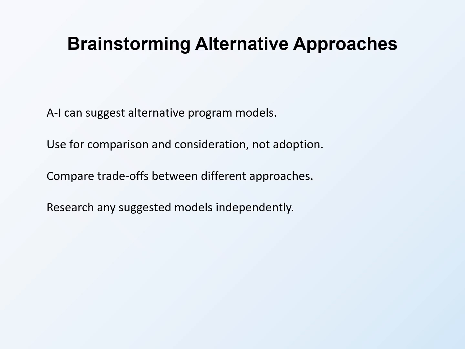The AI might suggest mentoring programs, credit recovery programs, wraparound support services, early warning systems, or alternative school models. Each has trade-offs worth understanding. Critically, you must research any suggested models independently. AI might describe a model that does not actually exist as described, or it might miss important nuances. Use AI suggestions as research leads, then verify through your own investigation.